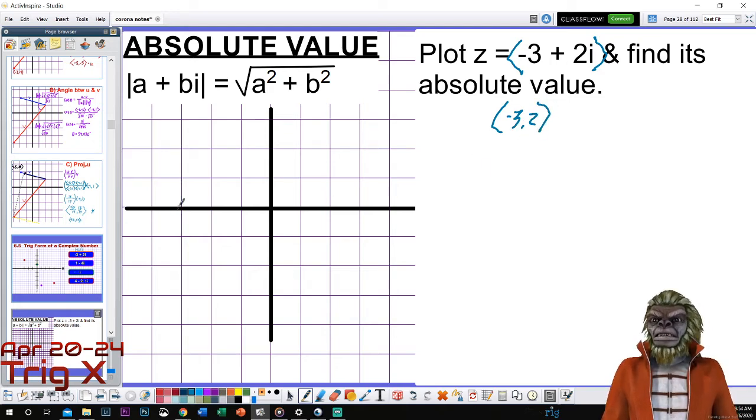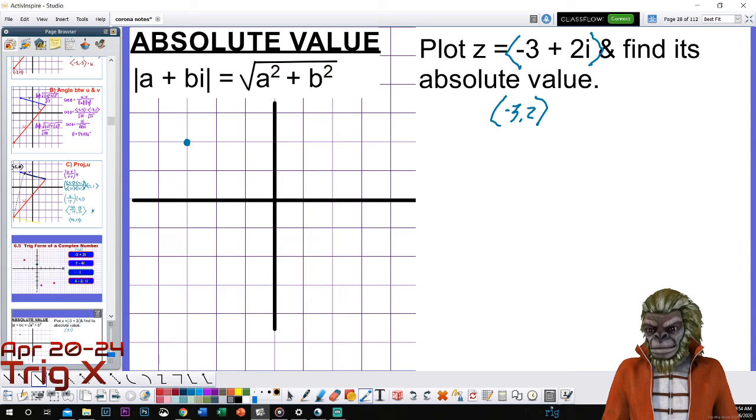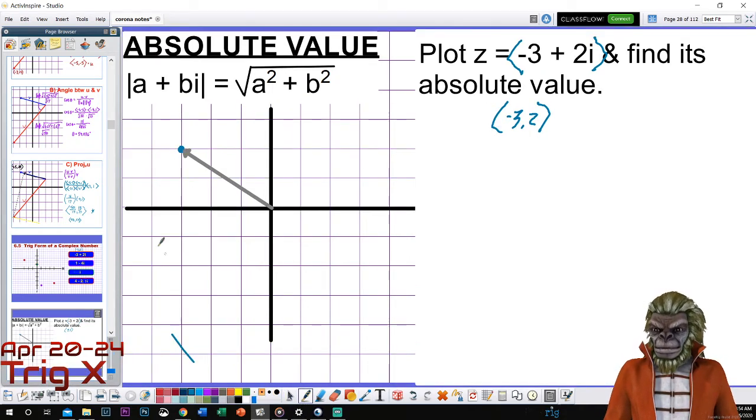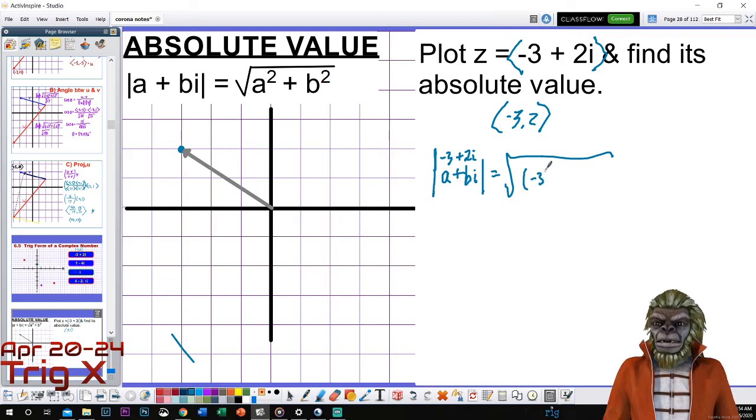Alright, so -3 plus 2i would be this point right here, and I can draw a nice little line to get there. So this would be kind of like our vector on the real-imaginary graph here. So I'm trying to find the absolute value, which is the same as the magnitude, so the absolute value of a plus bi, or in this case -3 plus 2i, would give me the square root of (-3) squared plus 2 squared. You're not putting in the i, you're just putting in the a and the b.